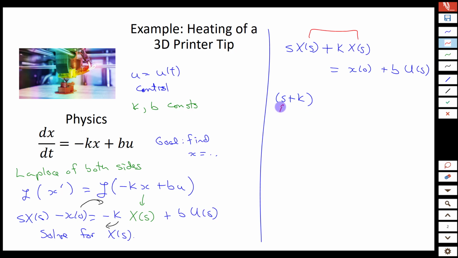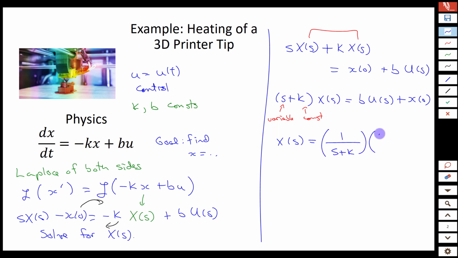Again, remember s here is our variable. That doesn't look like much going on right here, but s is our variable and k is a constant. So these are slightly different terms going on here. But we have that times x of s, and I'm just going to put the control first, just for style reasons. But otherwise, treat everything else as it was before. And finally, we get x of s is equal to 1 over s plus k times all of bu of s plus x naught.